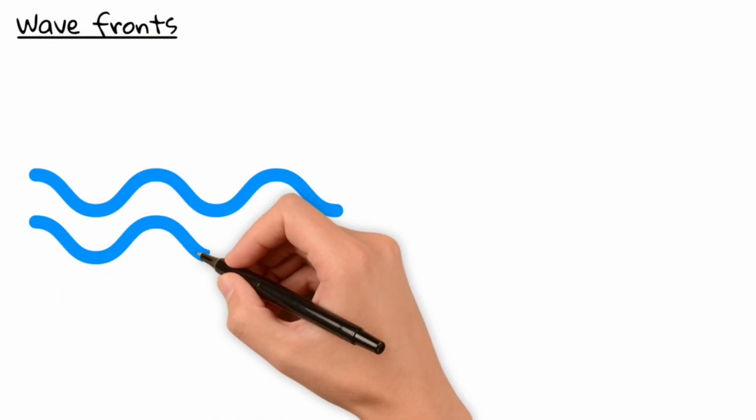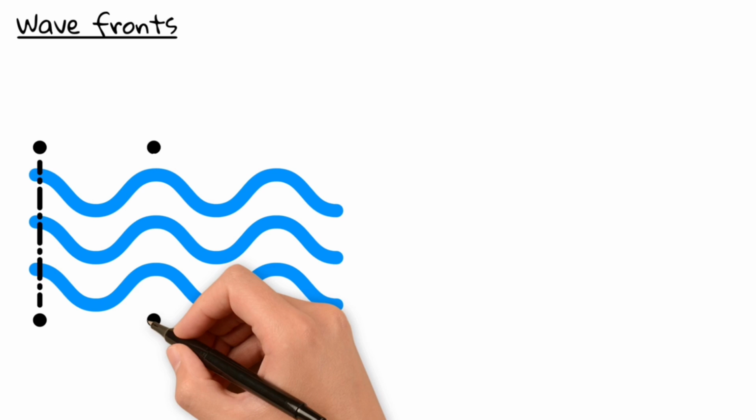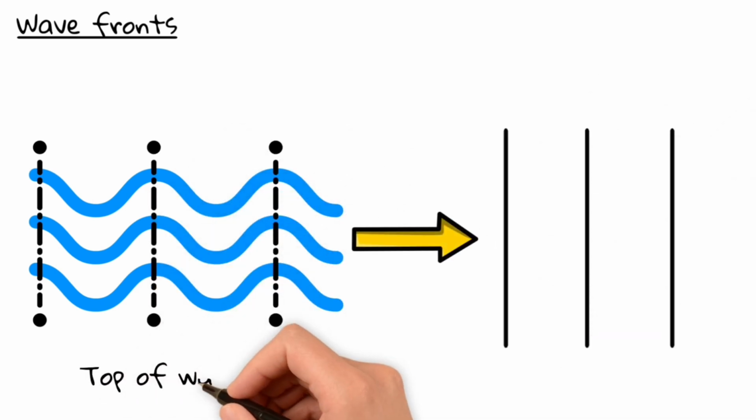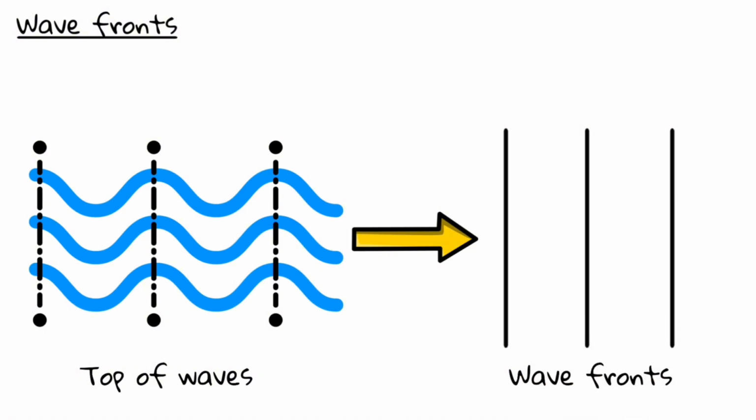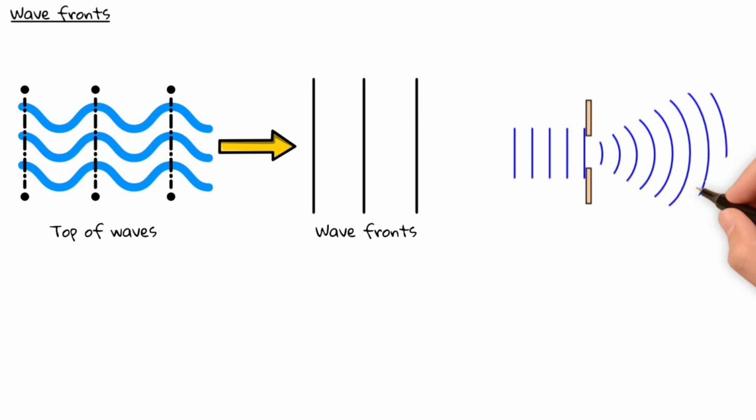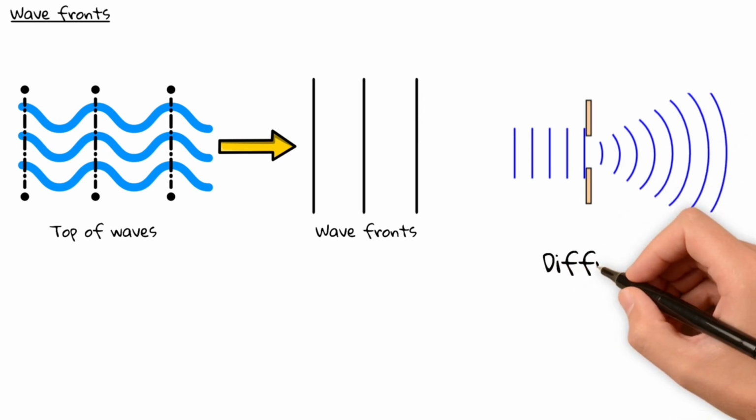What we see are wavefronts, lines representing all the points that are in phase, like the tops of waves. These help us understand the direction the wave is traveling. This, for example, shows how waves are bent as they pass through an opening. This is called diffraction.